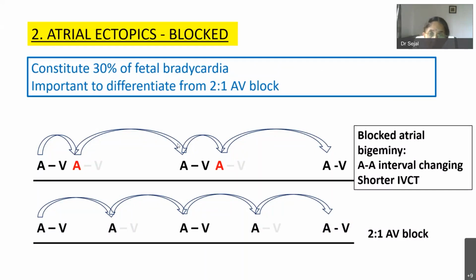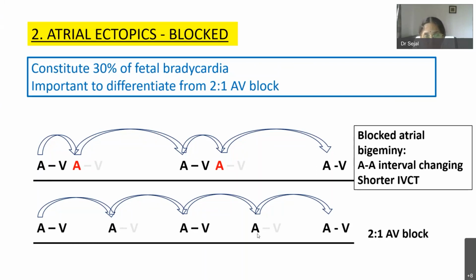So you have a pause and then you have a sinus beat. So this is basically atrial bigeminy, which is blocked. So every second beat is blocked. This also will look very similar to 2:1 AV block, as you can see in the lower figure. You have an AV and then an A blocked, AV and an A blocked.